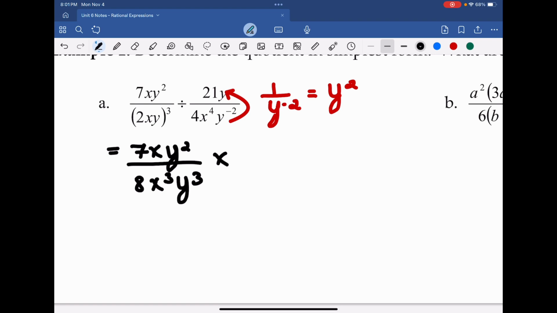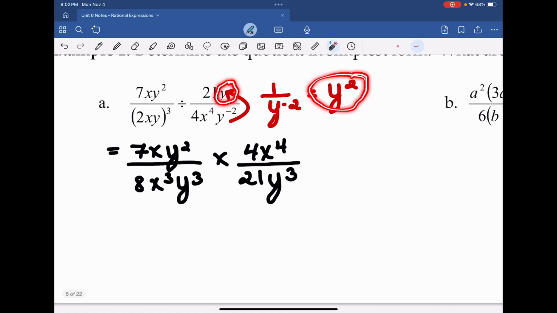This is going to be multiplied by, because I took that y and I brought it up and made this y cubed instead, I'm going to bring my 4x^4 to the numerator when I do the reciprocal. And then I'm going to divide it by, let's make sure I write this out here, 4x^4 divided by, in the denominator, 21y to the power of 3, not 4, but 3. And the reason I did this is because if I already had a y here and I combine it with the y squared, this becomes y^3.